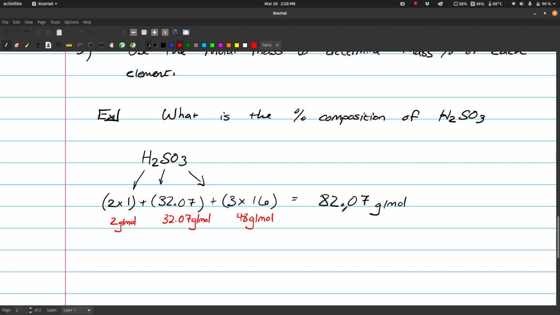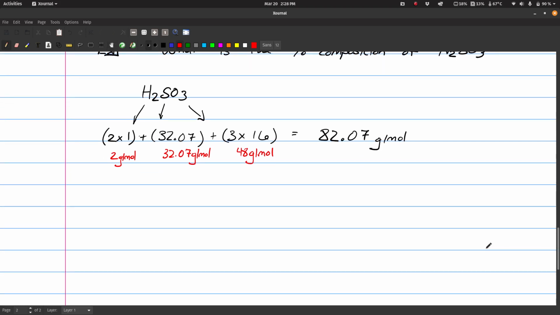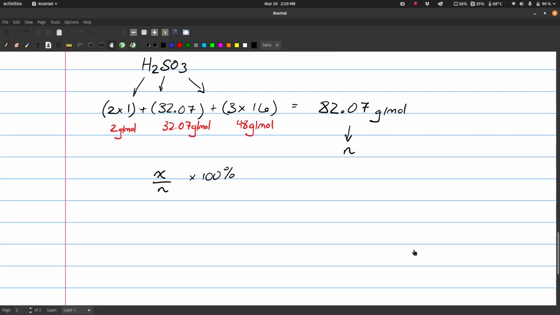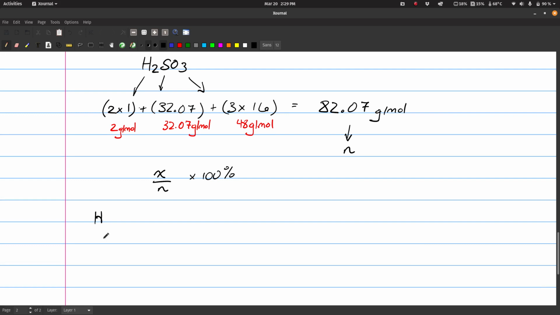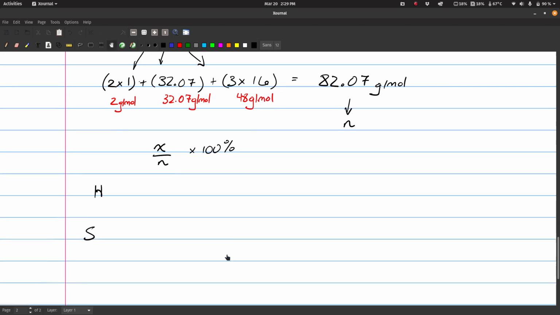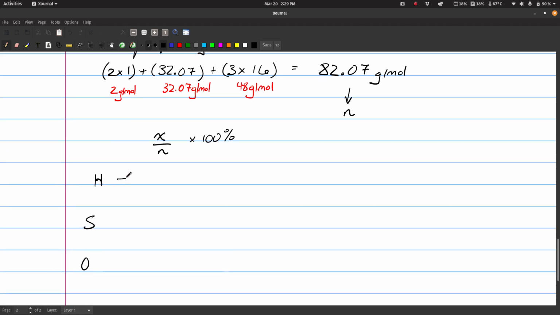So if you didn't know, to find a percent, you just have x divided by n being your total, times 100%. So in this instance, this is n. And then to find the percent of each element, these are going to be your x values. So let's go ahead and do that. So we have H, S, and O.